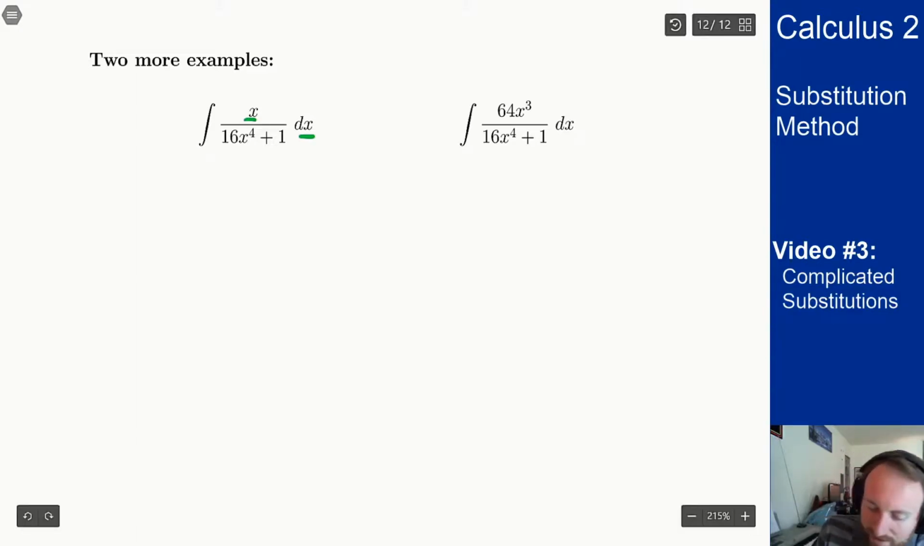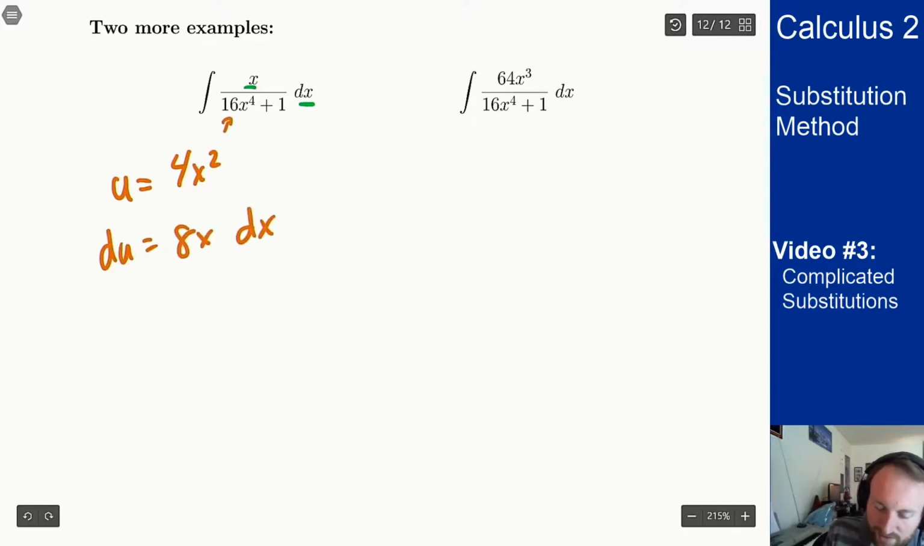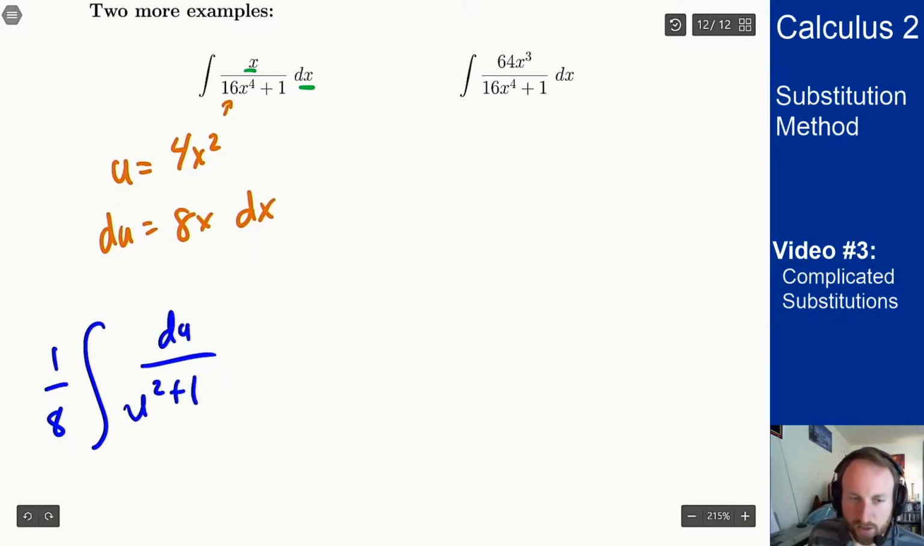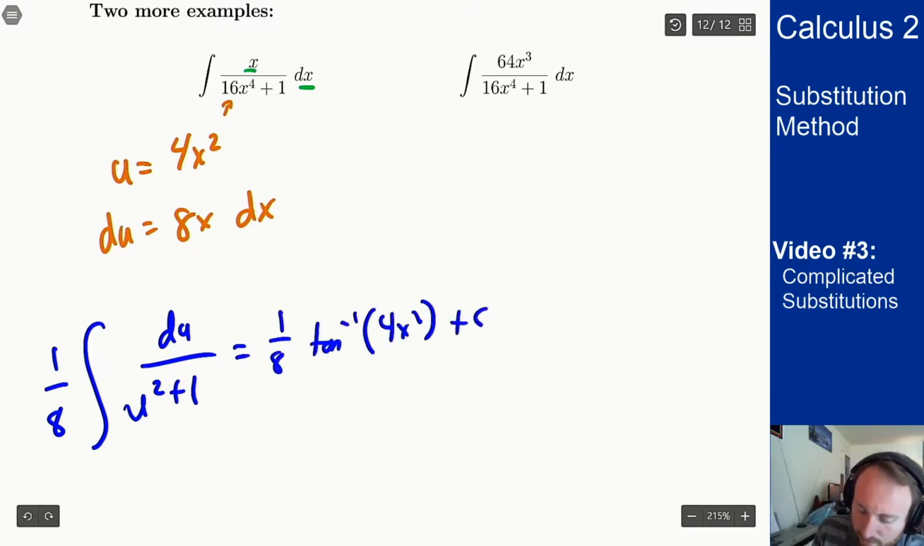So I would set here u to be 4x squared because that makes this u squared here. My du is 8x dx. My integral then becomes an integral of 1/8 du over u squared plus 1. Which that integrates to arctan. So I would get a 1/8 inverse tangent of u plus c for that one.